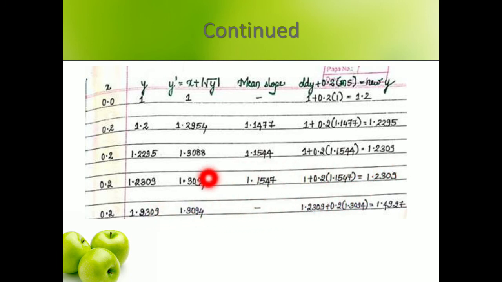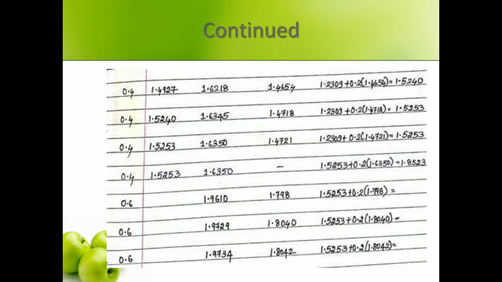So carry the same y value in the next iteration, y dash you will have to find out, the new y value. Consider the new y value in the next iteration by considering x equal to 0.4. When x is equal to 0.4, y is 1.4927, your y dash will be 1.6218, mean slope will be 1.4654, new y value will be equal to 1.5240. Carry that in the next iteration. When x is 0.4, y dash is 1.6345, new y value will be equal to 1.5253.